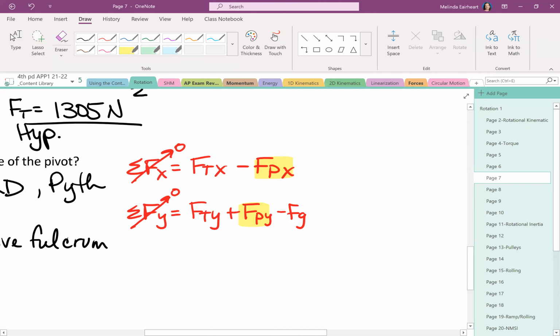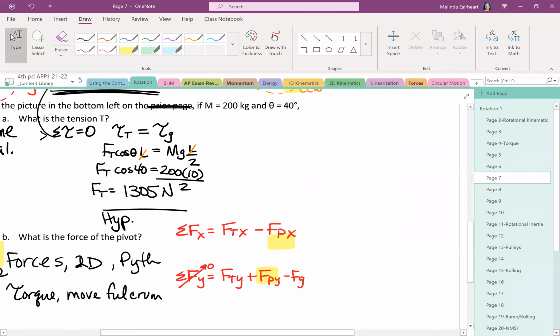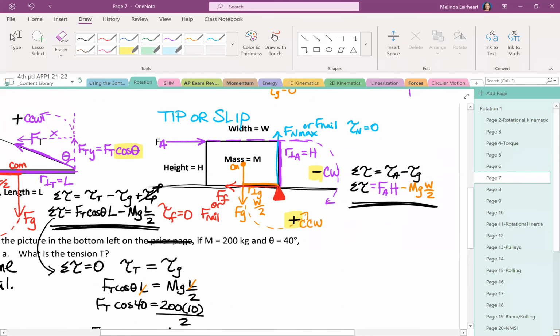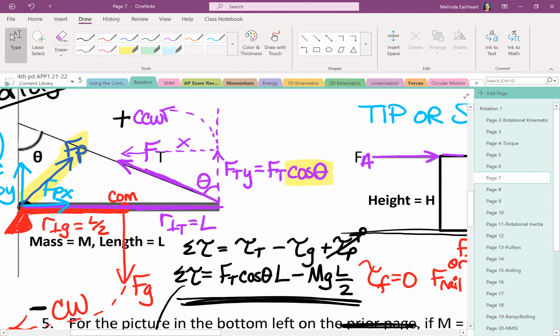And so we want to solve both of these for your pivot components, okay? And so in the horizontal, FPX is going to equal the tension's horizontal component. Well, let's go back up. Now that we know the hypotenuse and the angle, let's take a look at that tension triangle. If we want the horizontal component, that's opposite theta. We'll use what trig function?